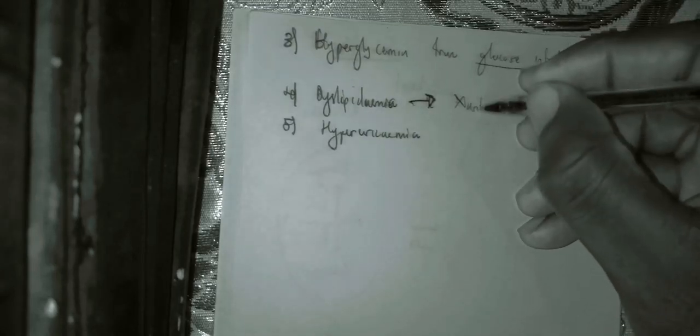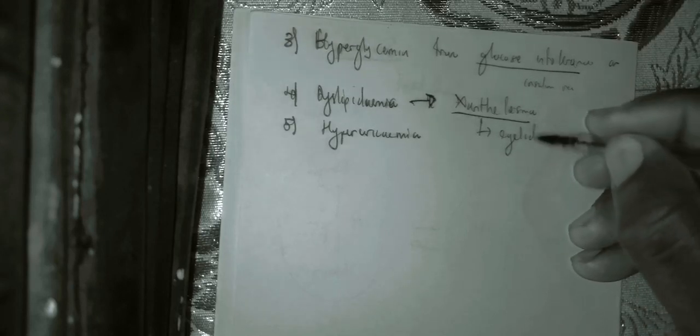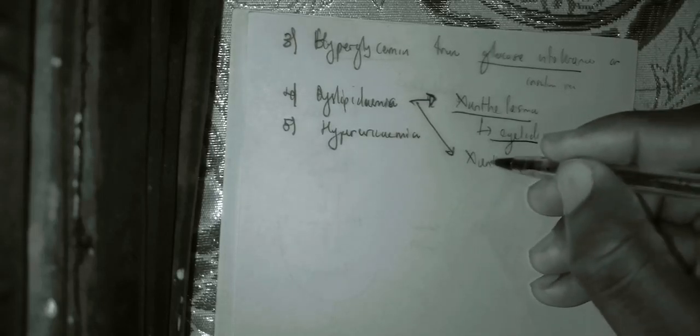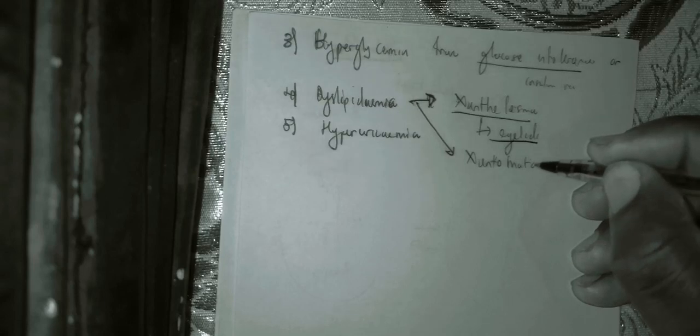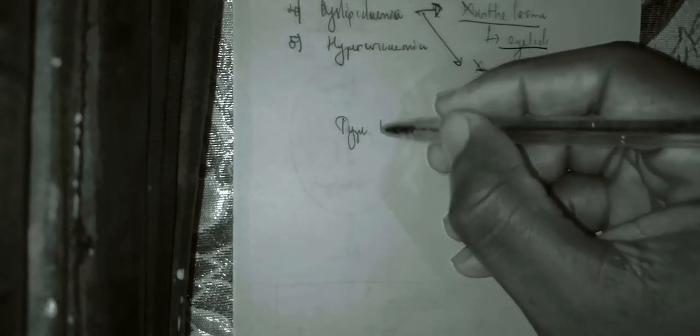How can you visualize dyslipidemia on physical examination? You can see xanthelasma. Xanthelasma are yellowish plaques located at the level of the eyelids. And still for dyslipidemia, you can see xanthomata. In case of xanthomata, you are going to have plaques located at the level of the tendon. That's xanthomata.